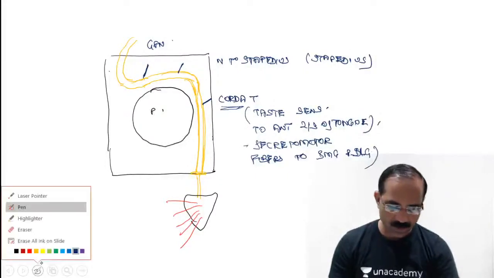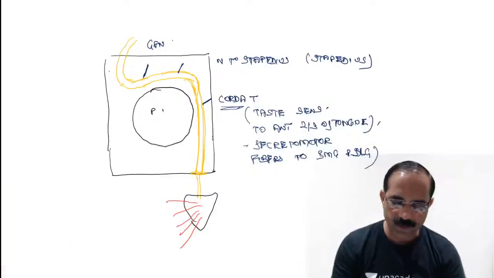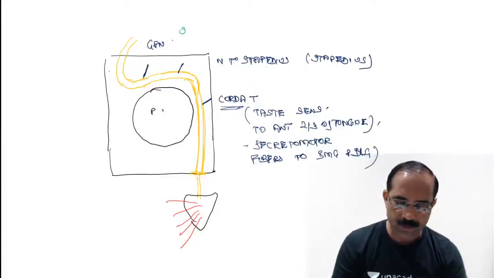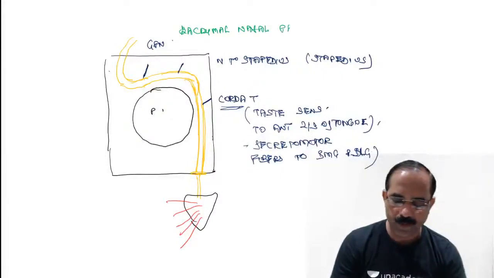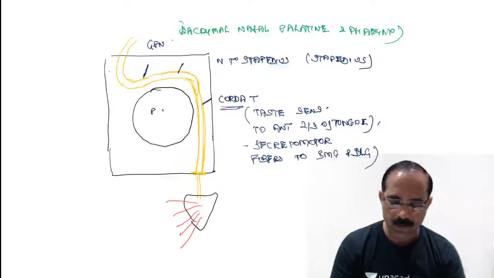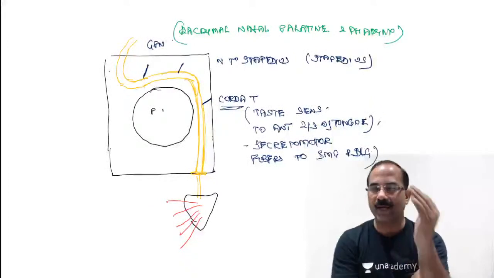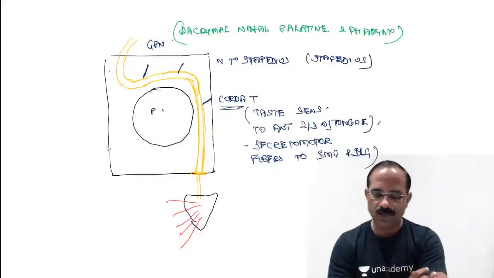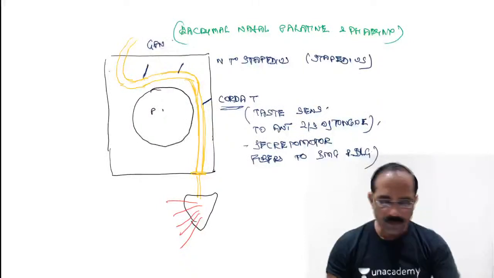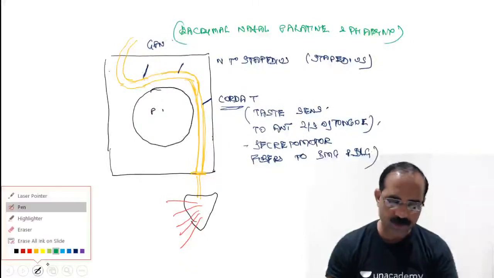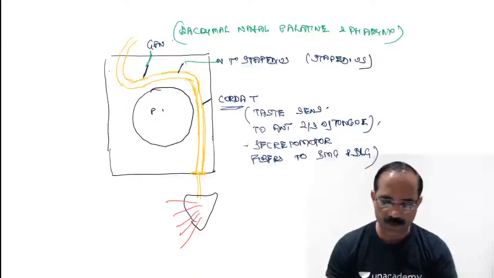And what does the greater petrosal nerve supply, students? The greater petrosal nerve supplies the lacrimal, nasal, palatine, and pharyngeal glands. Clear to all of you? So these are the three branches of the facial nerve in the middle ear.